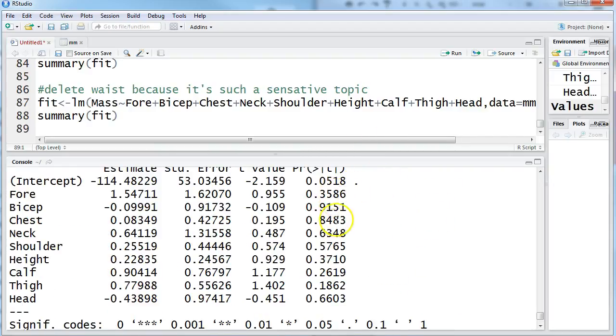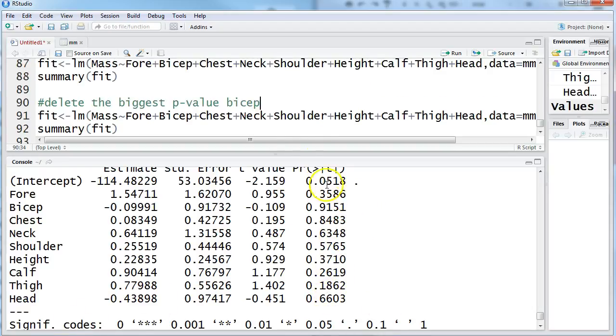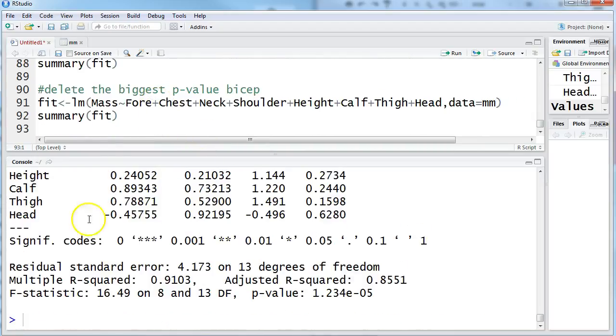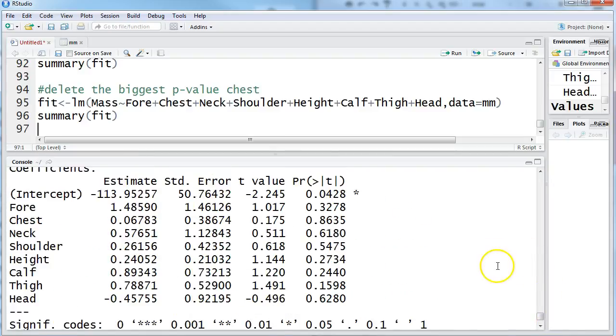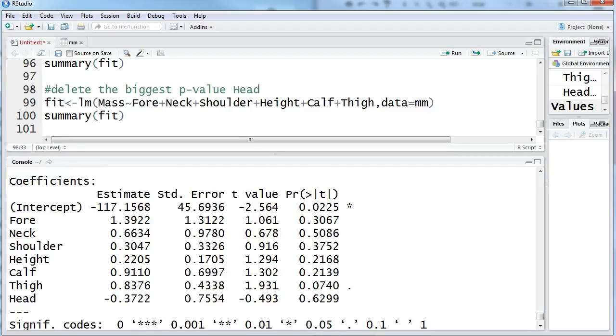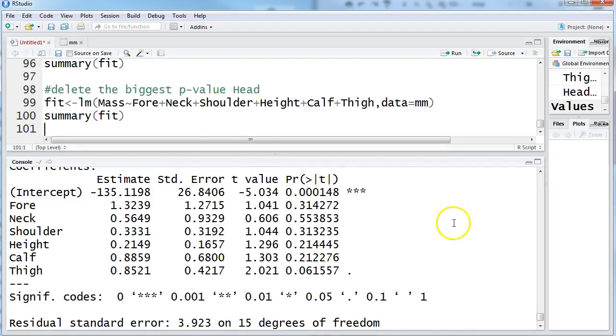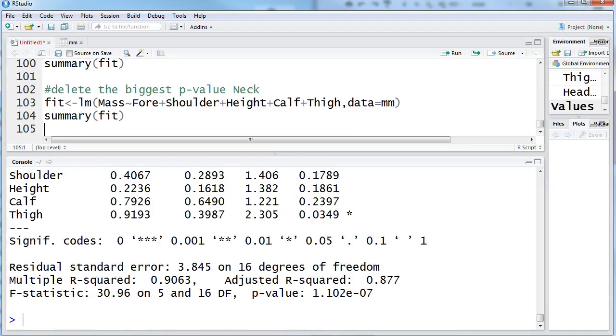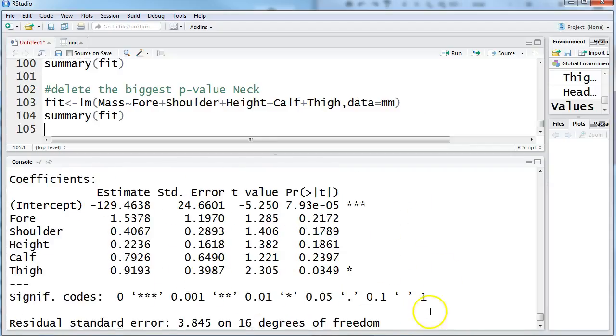Look at that. Nothing is useful. Well, hold on. Let's see what we can get. Bicep has the biggest p-value now. So there. And then chest. You can see how hard it is to fit this data well because these are all terms that used to be very important. And as we shrink our model down, it's getting harder and harder to find something. Thigh is trying, but apparently these measurements don't make it easy to get your mass.